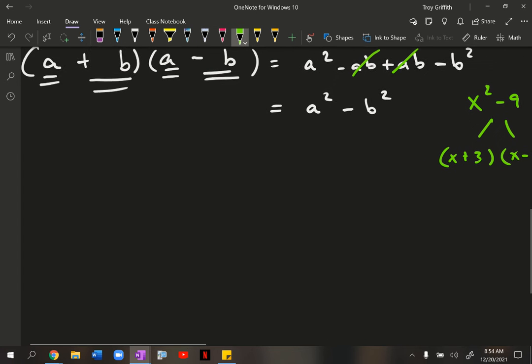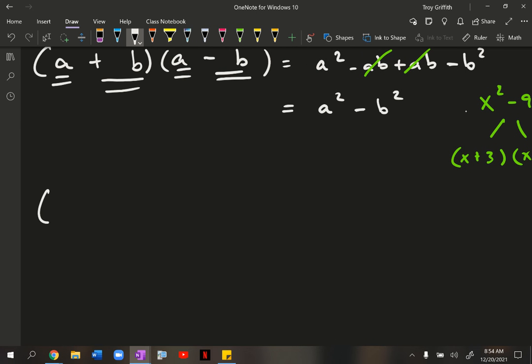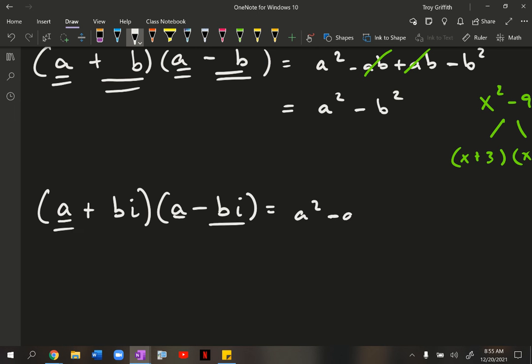Now let's think about what a conjugate would look like if I had imaginary numbers. Say that instead of a plus b, this was a plus bi, and the second one was a minus bi. The same kind of pattern is going to emerge. If we FOIL this out, a times a is a squared, a times negative bi is minus abi, bi times a is plus abi, and then positive bi times negative bi. A positive and a negative makes a negative. b times b is b squared, but don't forget there's an i on this one, so i times i is i squared.